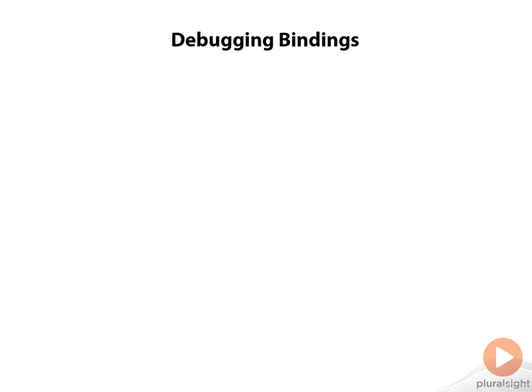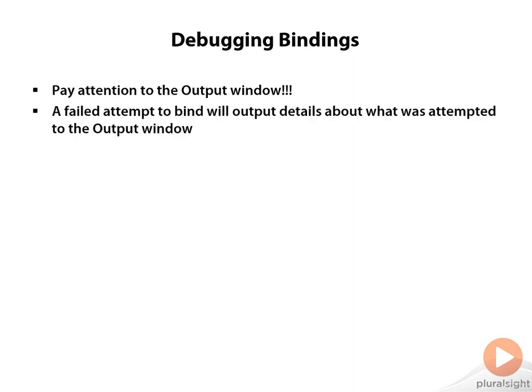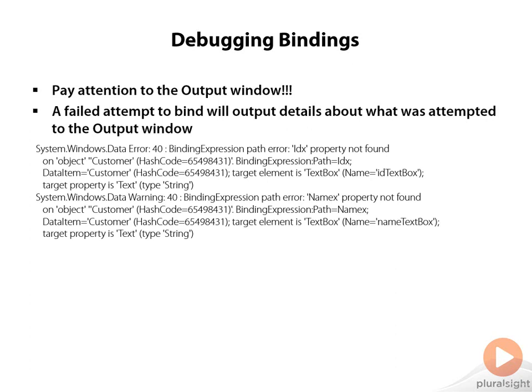Now, an important concept related to binding paths is how you go about debugging bindings that are not working for you. Basically, you want to always be paying attention to the output window when you're hooking up data binding and trying to get it working. If you have an error in one of your bindings, particularly the path is incorrect, what you're going to get is some information dumped to the output window. And it looks kind of like this.